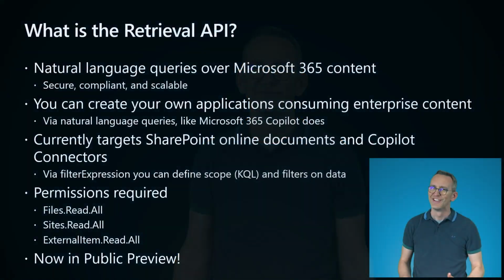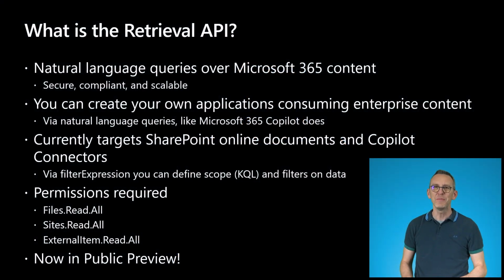Buongiorno. We recently released in preview the Copilot Retrieval API, which allows you to consume the enterprise content of your Microsoft 365 tenant using a REST API available through the Microsoft Graph. Let me dig into how it works and let me show you a brief demo about how you can leverage this new capability.